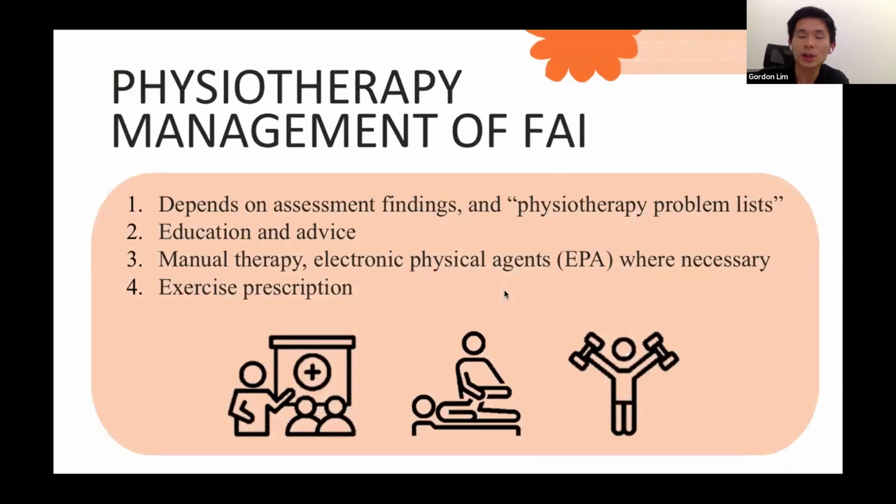So with regards to physiotherapy treatment of FAI, we can consider education and advice, especially regarding exercise and activity modification in the early stages at least. Other physiotherapy options such as manual therapy, using EPAs, electrophysical agents, can also be performed to the specific needs of the patient. So most importantly, there is also evidence regarding conservative management, which involves hip-specific and lower limb strengthening exercises according to our assessment findings.